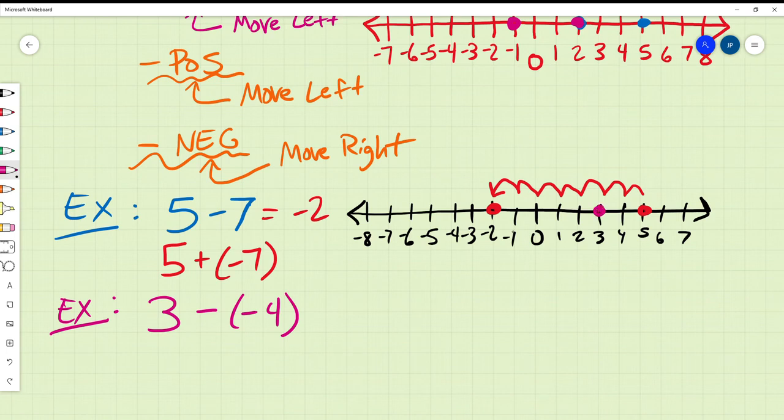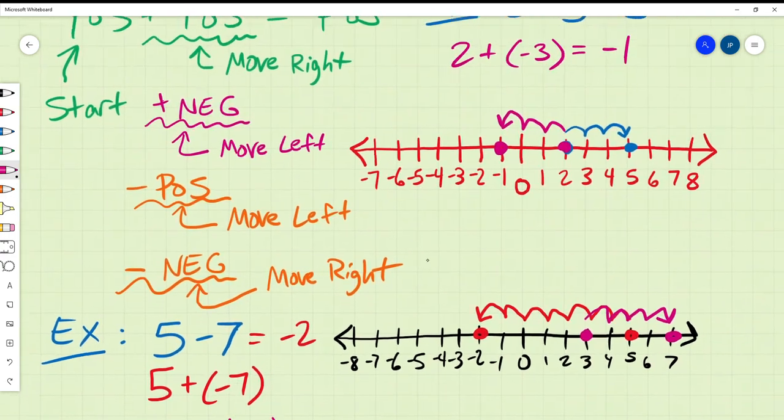But subtracting negative 4 is the same thing as saying add a positive 4. These two negatives here indicate that it's actually going to be plus a positive. So I start off with 3. I move to the right 1, 2, 3, 4 units, end up at positive 7. So that's a helpful way of remembering all that.